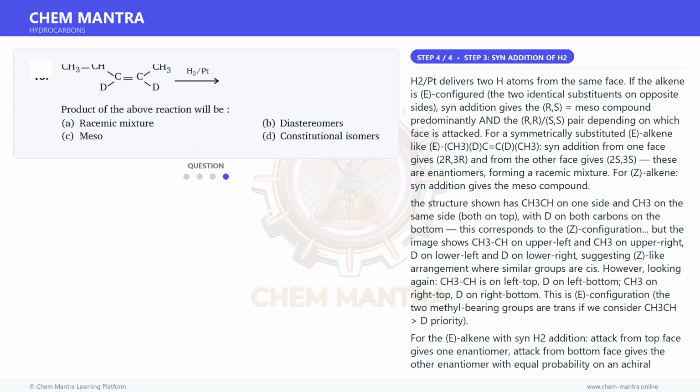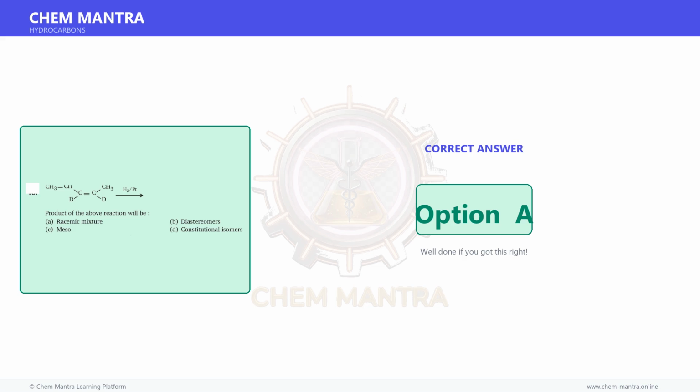B, diastereomers: the two products formed are enantiomers, not diastereomers of each other; they are mirror images. C, meso would result from Z alkene syn addition, not E. D, constitutional isomers: impossible since the same connectivity results. Therefore, the correct answer is option A.